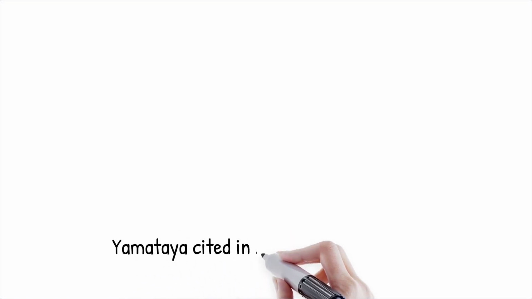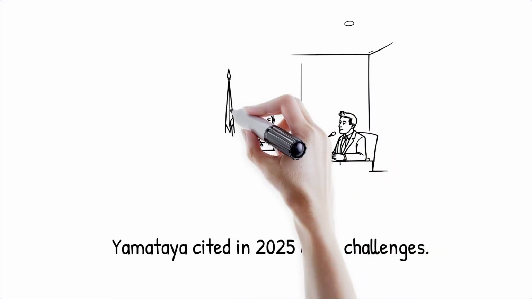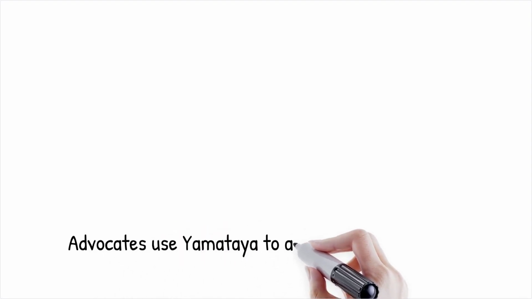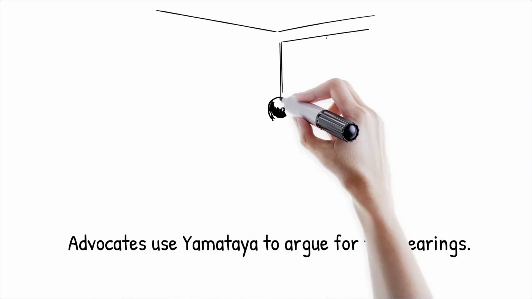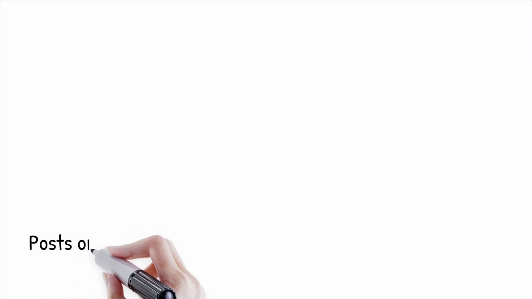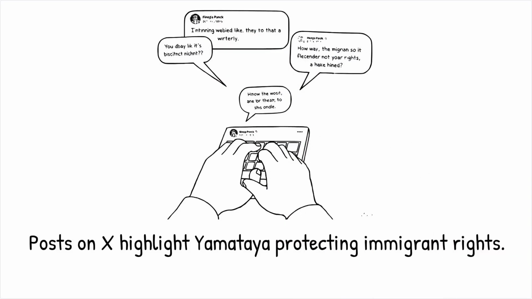In 2025, Yamataya is frequently cited in legal challenges to deportation practices, particularly when immigrants are denied hearings or face expedited removal without adequate process. For example, advocates reference it to argue for fair hearings in asylum cases or mass deportation efforts. Posts on X discussing Yamataya highlight its role in protecting immigrant rights, though some note its limitations in modern contexts, where expedited removal and border enforcement restrict due process for recent arrivals.